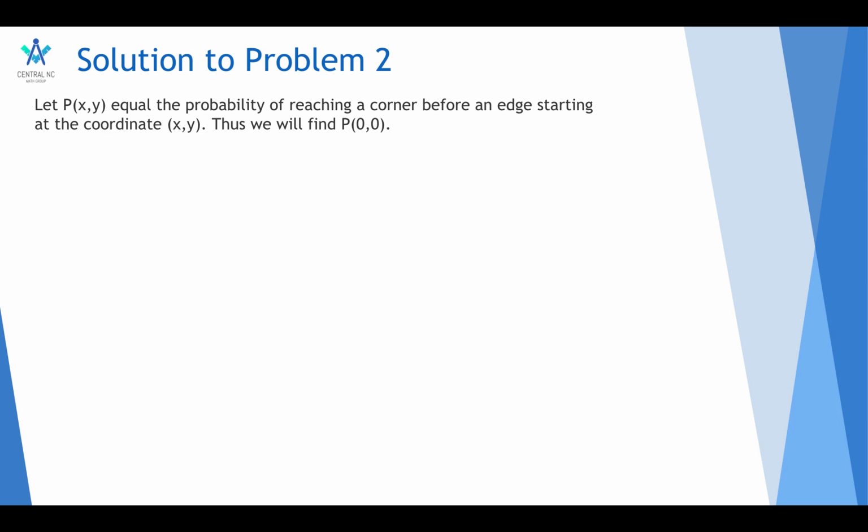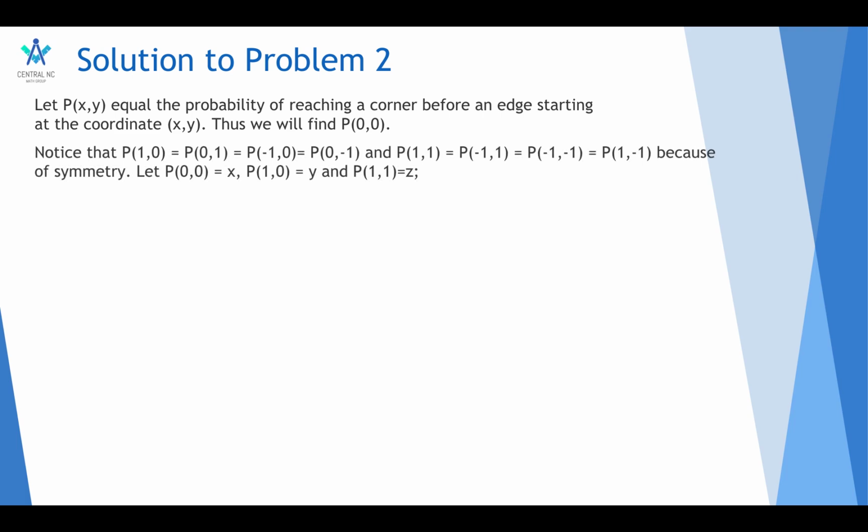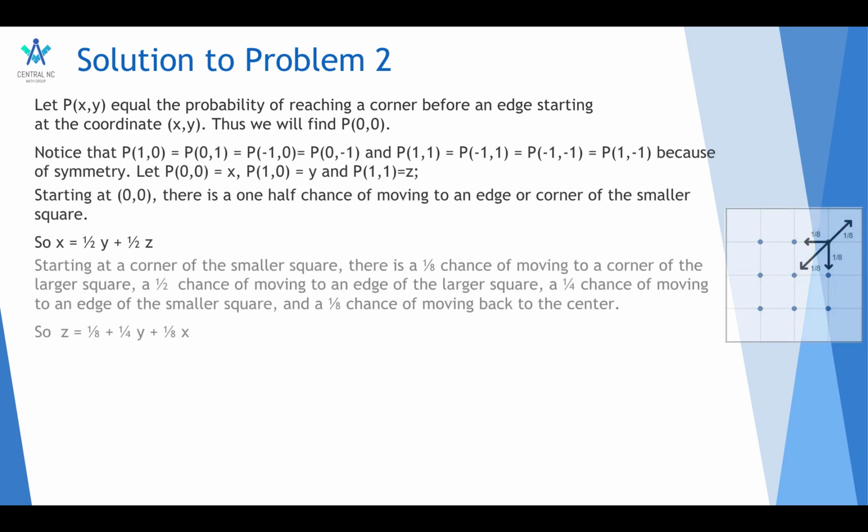So what we'll do is define a function p that takes each coordinate point and spits out the probability that the particle, if it starts there, will hit one of the corners. We're looking for the probability the particle hits one of the corners starting from the origin, so we're looking for p of (0, 0). So let's get the diagram here.